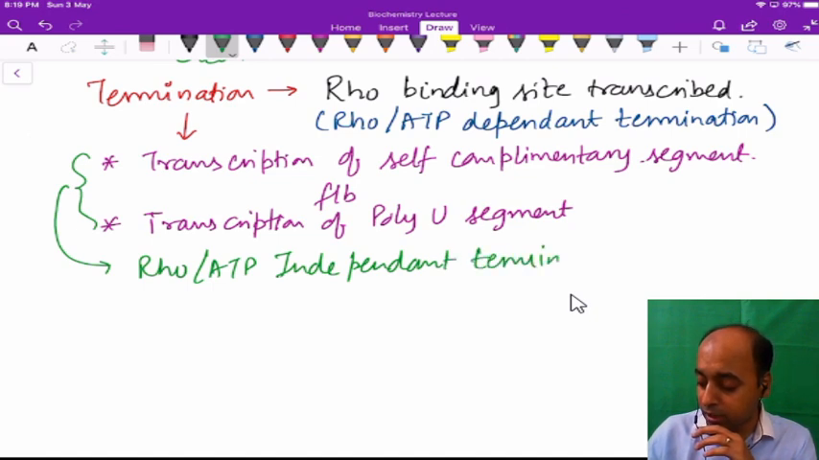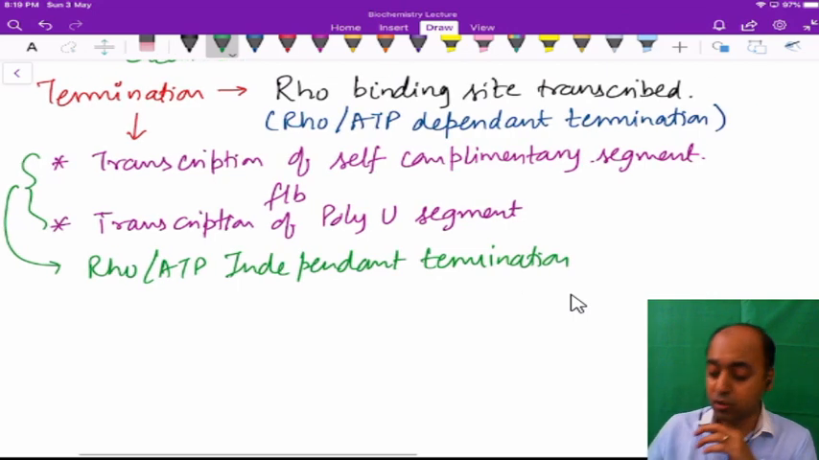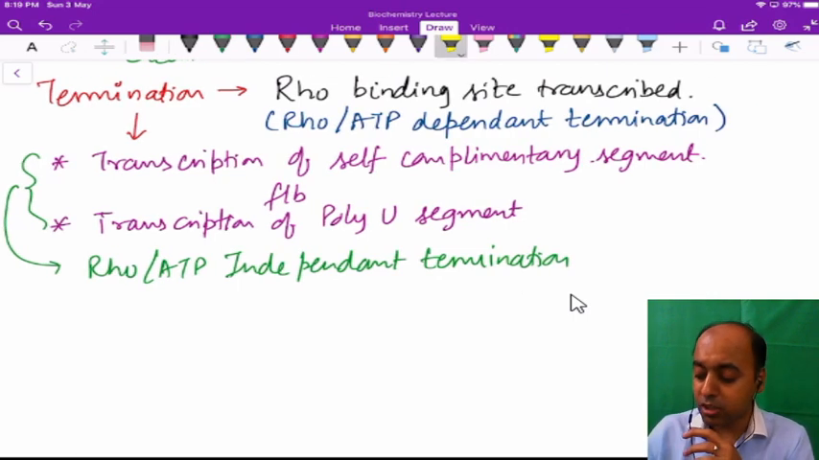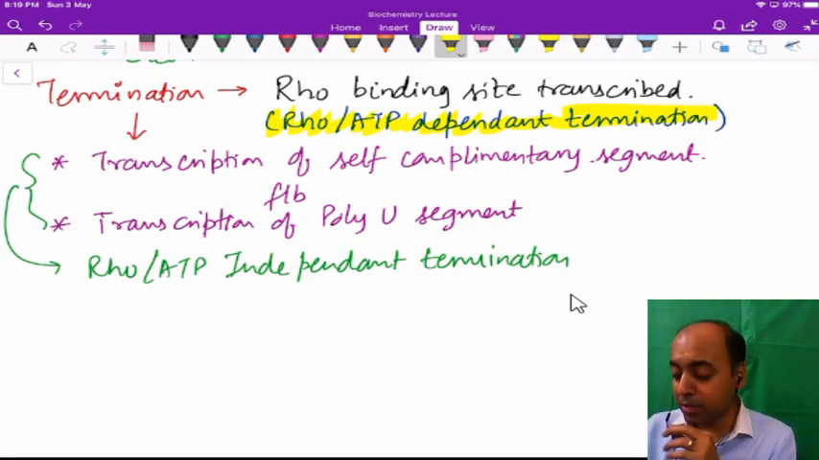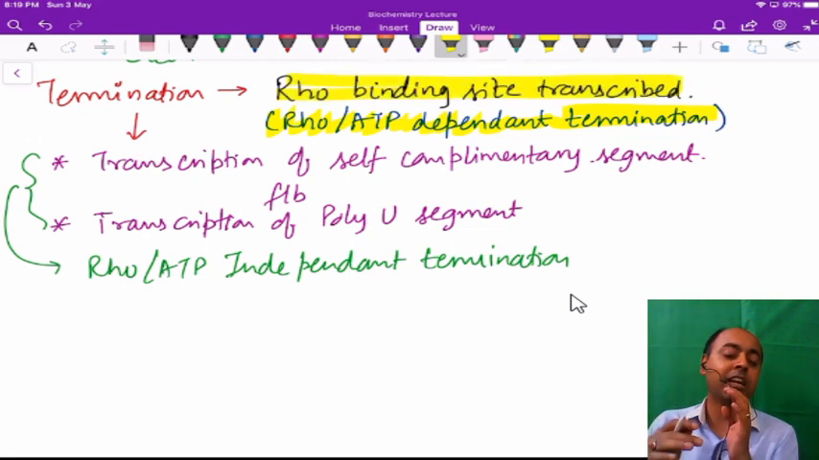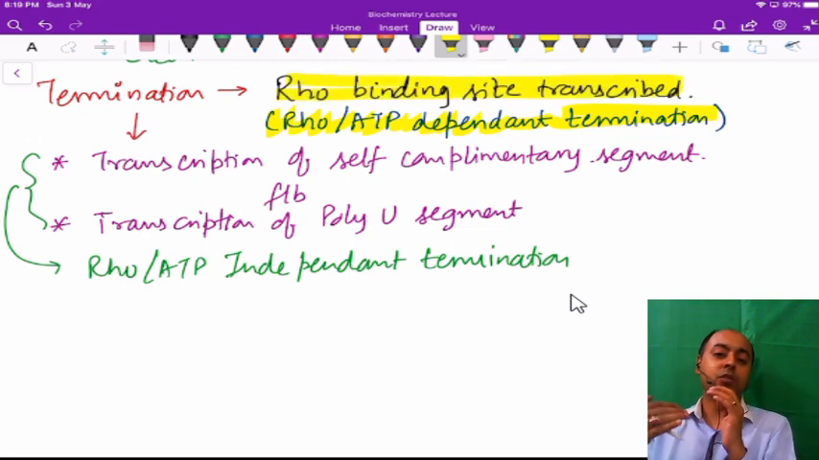Please note the details of the two processes are not required. What we need to know is we have the two different processes of termination. One is the Rho or ATP dependent termination. The criteria for this termination is during transcription we should be able to transcribe the Rho binding site. This is where the Rho will come and get attached. Using the energy provided by ATP, it can terminate the transcription.